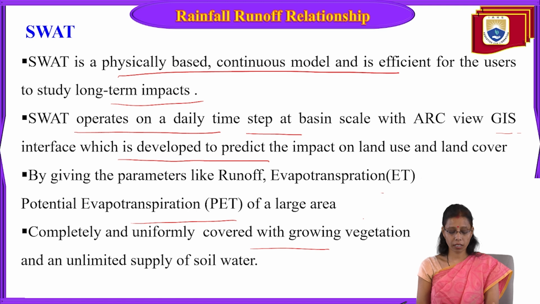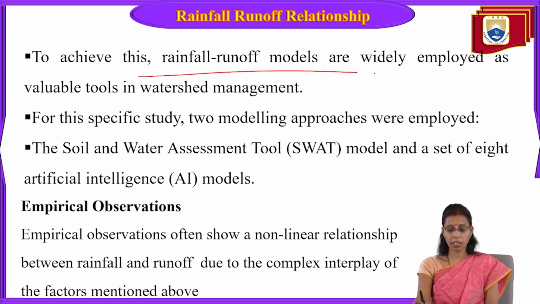So SWAT is a physically based tool which will show you the soil and water condition of that area. To achieve this, rainfall and runoff models are widely employed as valuable tools in watershed management. We can use this SWAT model for any watershed conditions, which will tell you about the water condition as well as the soil conditions. So for this specific study, two modeling approaches were employed: the Soil and Water Assessment Tool model and a set of 8 artificial intelligence models. It will help us tell about the soil and water conditions.